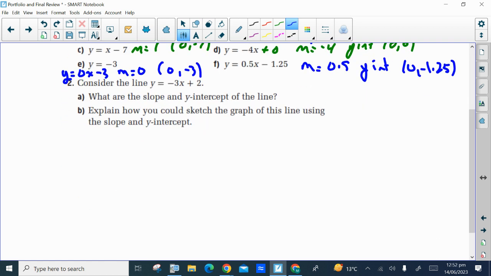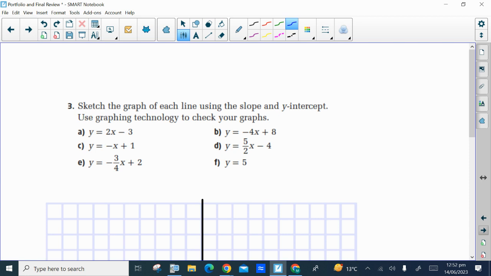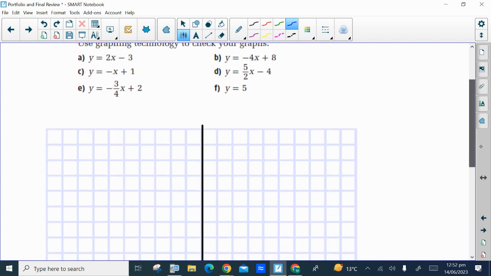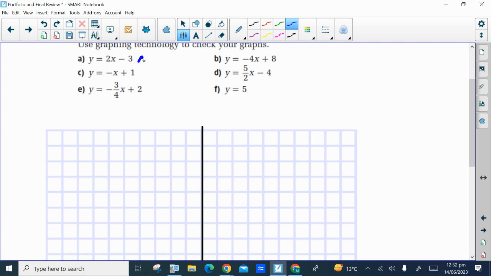Okay, let's skip on to the next page where we want to graph using the slope and y-intercept. So all of these are in slope-intercept form because you have positive y by itself. The first one, A, m, the slope, is 2. And when we're talking about graphing it, remember, slope is always rise over run. So we always wrote it as a fraction, 2/1. And our y-intercept is -3, so that's the point 0, -3.